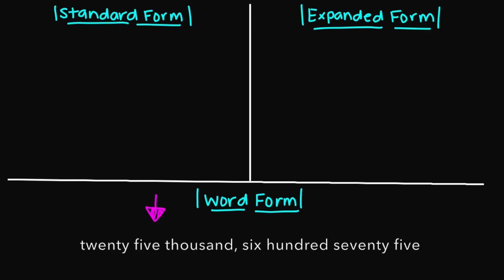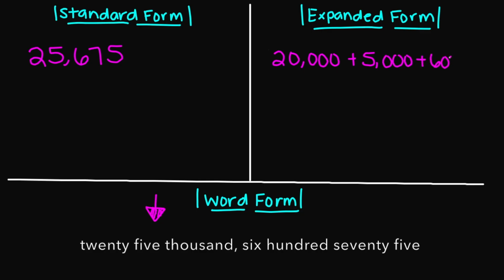So let's say, for an example, your word form is 25,675. How would you write this word form here into standard form and then expanded form? If we have 25,675, I'm going to write it here. 25,675, this is your standard form here. And then your expanded form is going to be 20,000 plus 5,000 plus 600 plus 70 and then plus 5. This is your expanded form here.